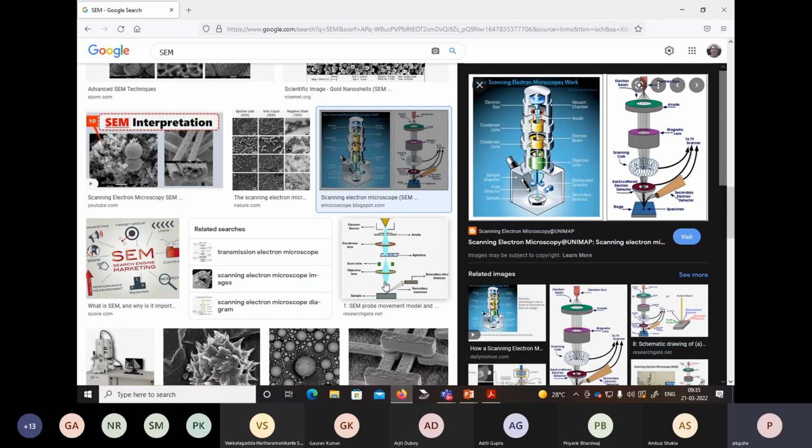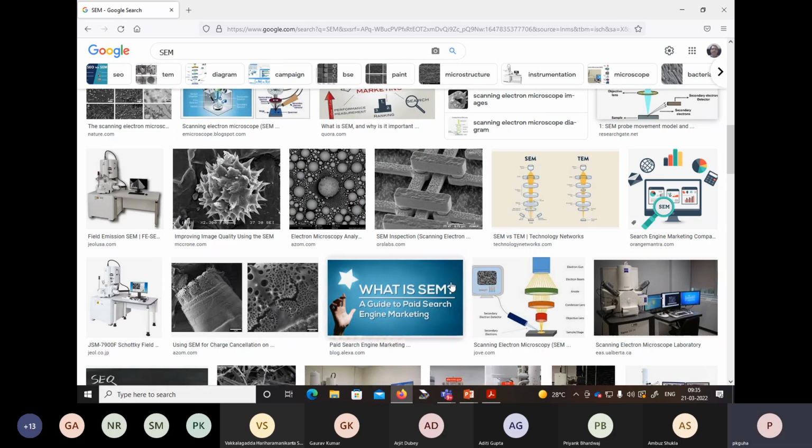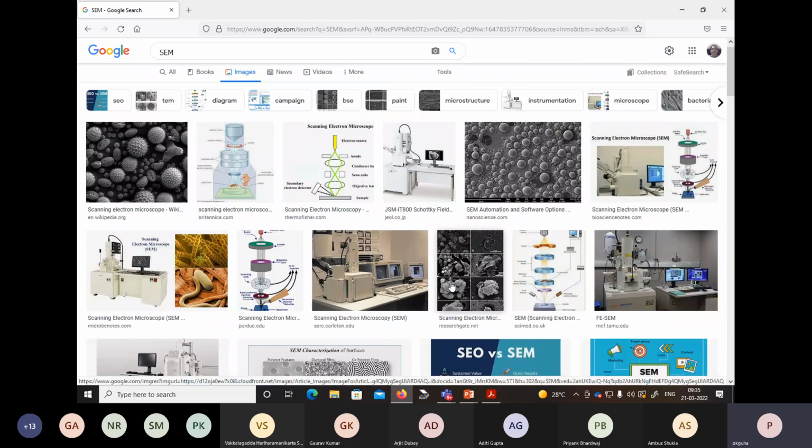What else can we show? Yeah, here also you see this is the secondary electron detector. They haven't shown any backscattered electron detector. So these are some lenses, condenser lenses, objective lenses. These are apertures and so on, right?